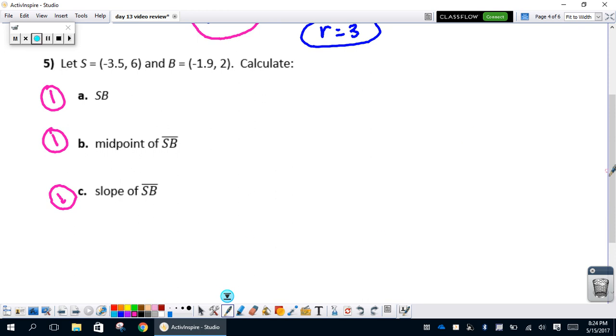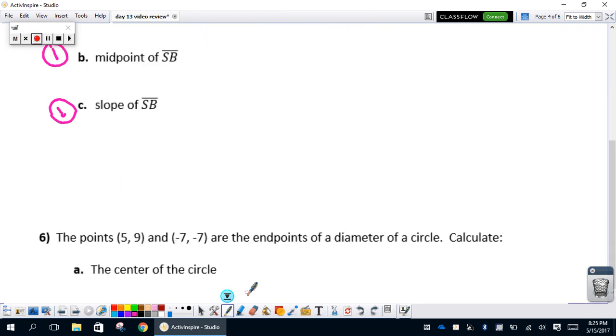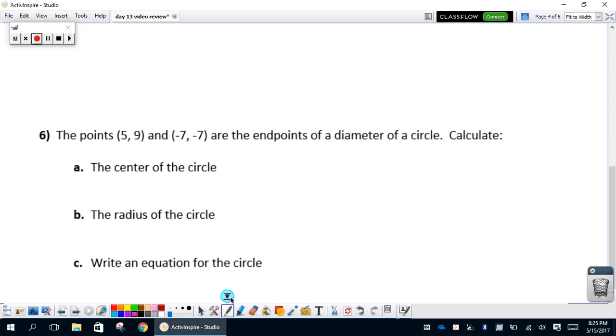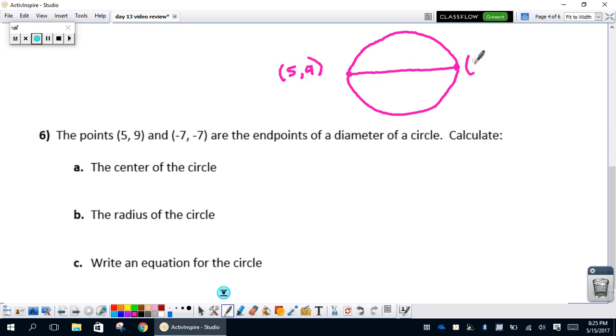Alright, moving on to number 6. The points (5, 9) and (-7, -7) are the endpoints of the diameter of a circle. So here is my ugly circle again, with (5, 9) and (-7, -7). The first thing you have to do is find the center. The center is going to be right about there, which means we can use the midpoint formula.